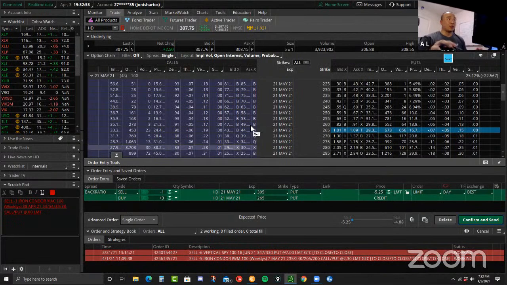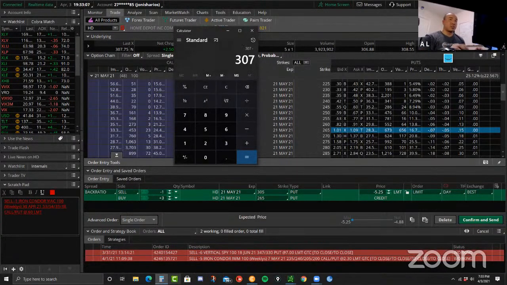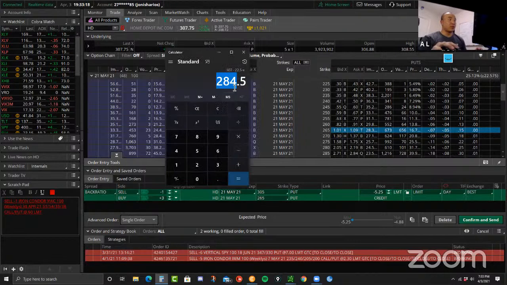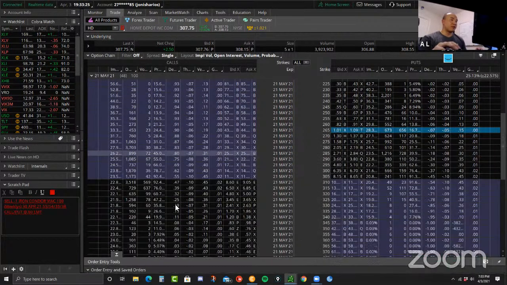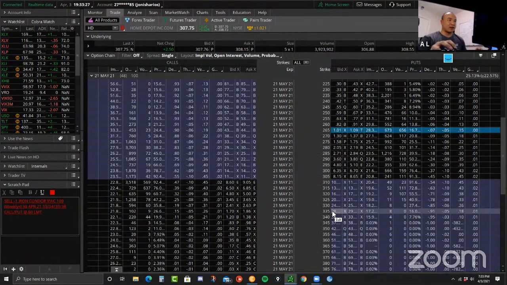If you do the math, what's 307 minus 22? 22 is the range between now and expiration. 307 minus 22 brings us down to about 284. Preferably, you would want to build a spread between where the current price is and 284. We're all the way out here at 265. It could work, but we have to trade a little bit higher. So I just want to show you an example.